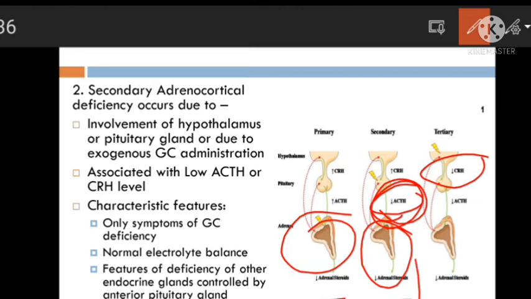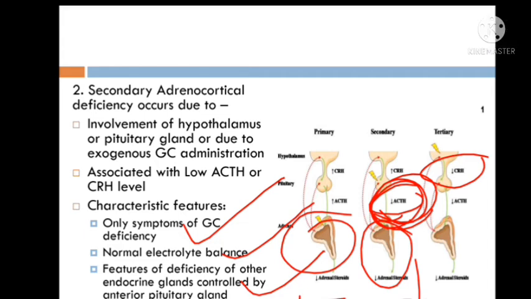So here only symptoms of glucocorticoid deficiency, as we have discussed, appear. Electrolyte balance is normal. Plus, because ACTH is affected, most of the time it is associated with pituitary deficiency, so other endocrine glands' functions are also affected. Another thing is ACTH decreases, so skin pigmentations are absent.